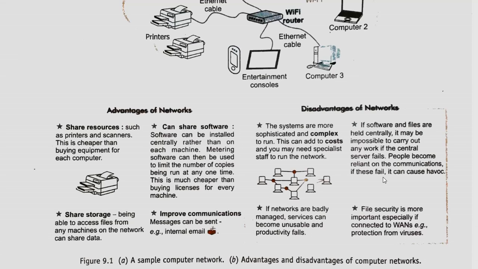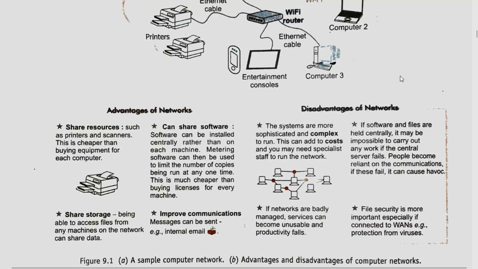The next thing is that file security is more important, especially if connected to WANs. For example, protection from viruses. That means you are sharing the files to different systems, so security of files is required. If all the systems are connected together, everybody is able to access the resources. In that case you have to compromise with the file security. So that is also a disadvantage or demerit of the network.